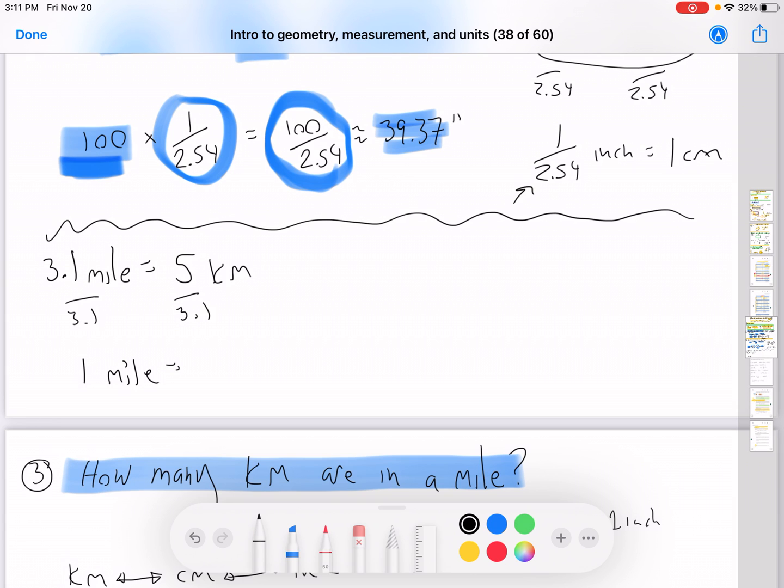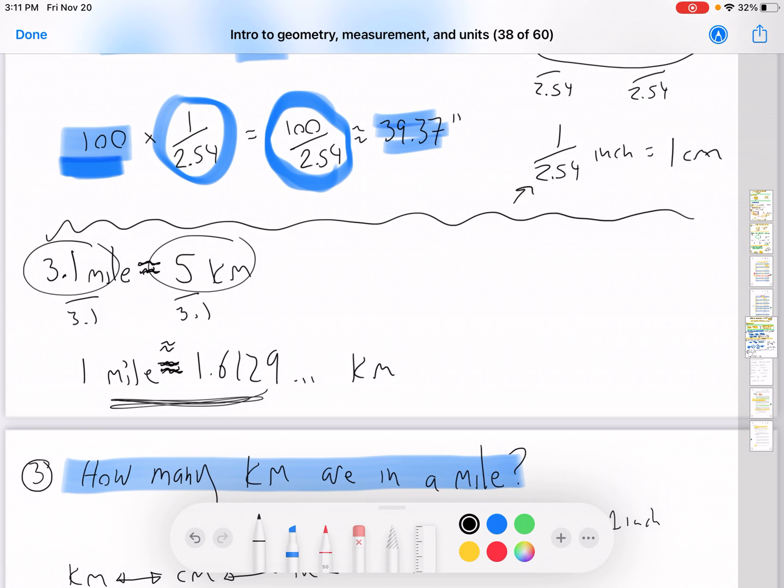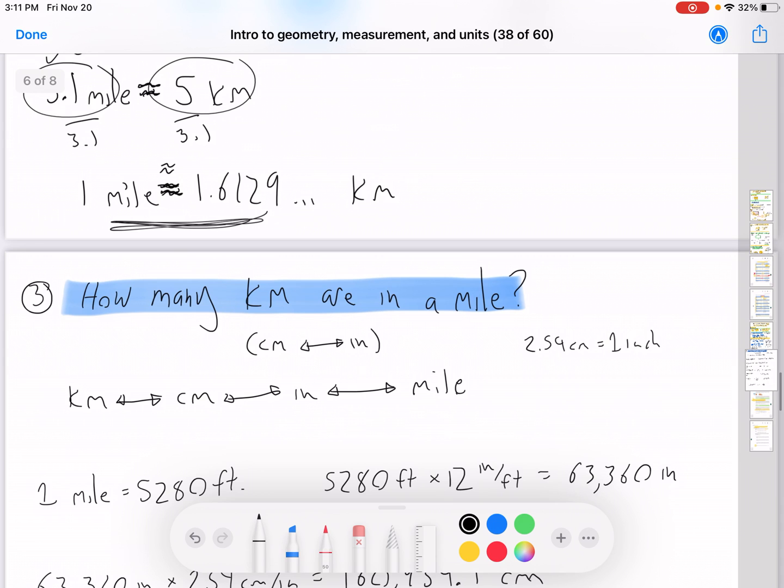5 divided by 3.1 on my calculator. This thing says 1.6129... kilometers. Now, this is not equal, so I'm going to get rid of the equal sign and make it approximately equal. That's the squiggly lines, right? Approximately equal. And so when you do this, we get this thing. And it's actually not exactly correct, so we're going to see what it should be.